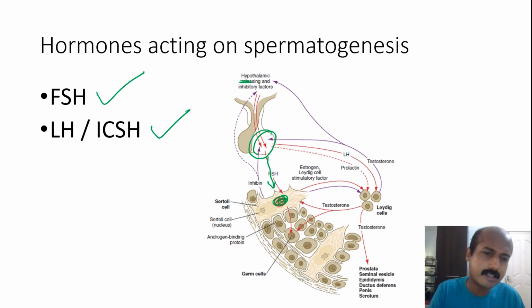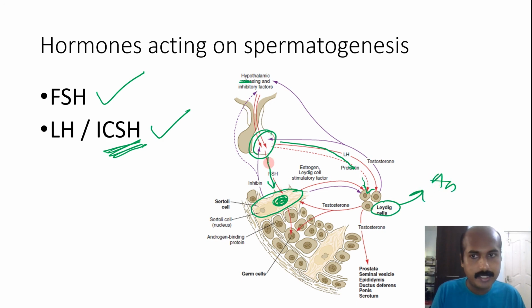Sertoli cells are counterparts of the follicular cells that you find in the ovarian cycle, which we will discuss when we discuss the ovarian cycle. So the Sertoli cells are under the influence of FSH, and LH is also called interstitial cell stimulating hormone. I told you Leydig cells are also called interstitial cells, and so LH is also called ICSH. The ICSH or LH hormone will act on Leydig cells, which will produce androgens. Okay, so in this way, these two are also supporting spermatogenesis.